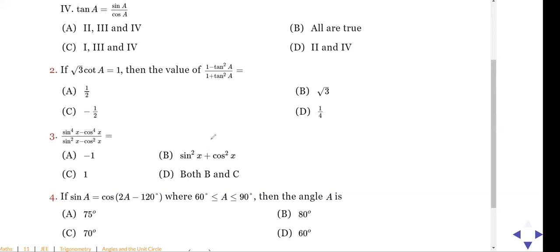Dekho. What is this value? Iska value kya hota hai? What is the value of this? 1. And what is this? Matlab tumko na question padhne ki zarurat bhi nahi thi. Agar basic common sense use karte tab bhi D hai. Yes or no? Because both are same.